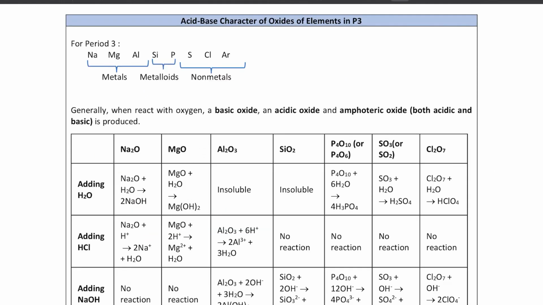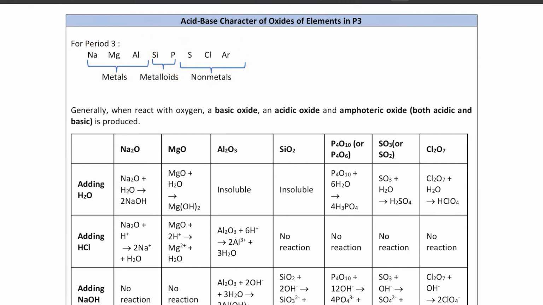Next, let us move to acid-base character of oxide of element in period 3. Okay, so this is all the elements dalam period 3, start from sodium sampailah ke argon. So dalam period 3 ni kita boleh divide kepada 3 lah. Sodium, magnesium and aluminium adalah metal, while silicon and phosphorus adalah metalloid, sulfur, chlorine and argon adalah non-metal.